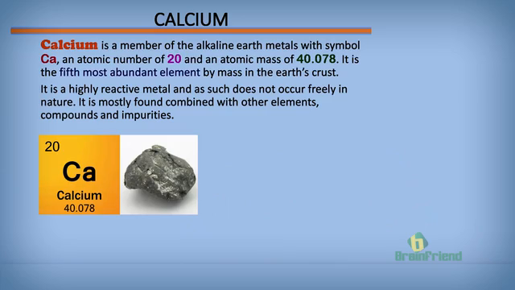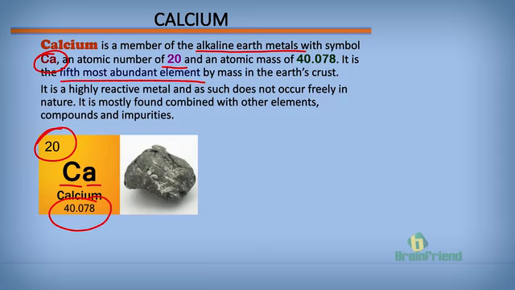Now, we'll be talking about calcium as a member of this group. Calcium, of course, is a member of the alkaline earth metals, and it has the symbol Ca with capital C and small letter a. It has an atomic number of 20, represented here, and it has an atomic mass of 40.078. It is the 5th most abundant element by mass in the Earth's crust.